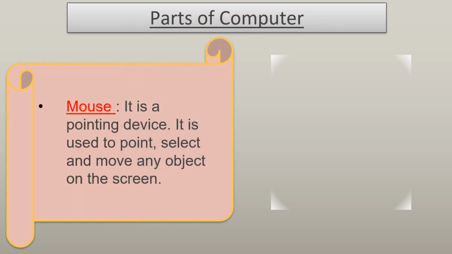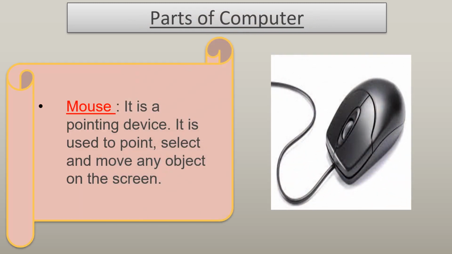Next part of computer is mouse. Mouse is a pointing device and is used to select, point, and move any object on the screen. When we move a mouse with our hand, a pointer on the screen moves in the same direction. With the help of mouse, you can also draw pictures in the computer.